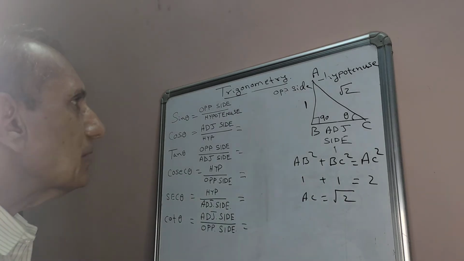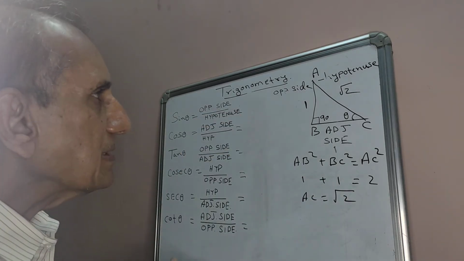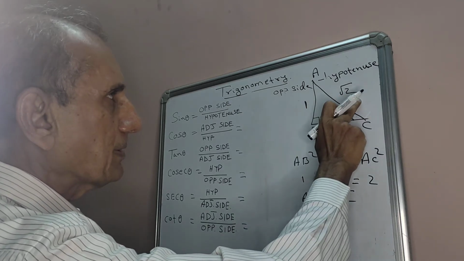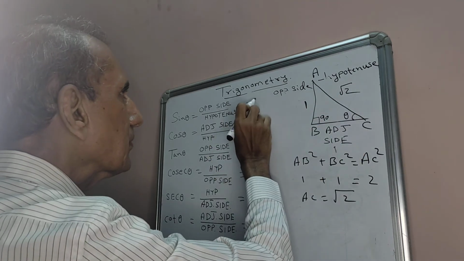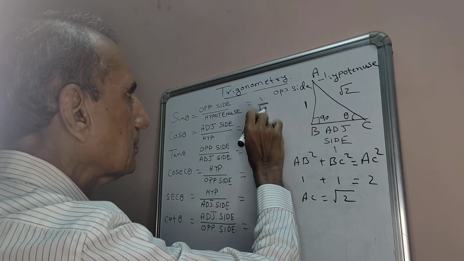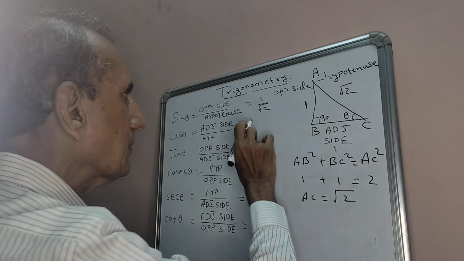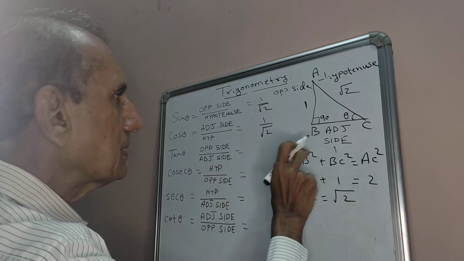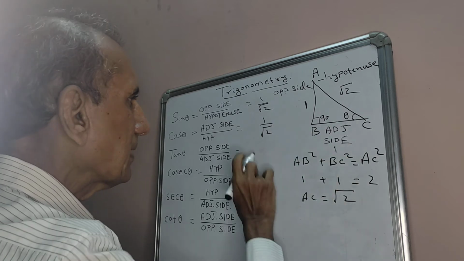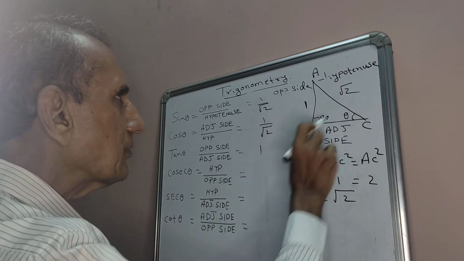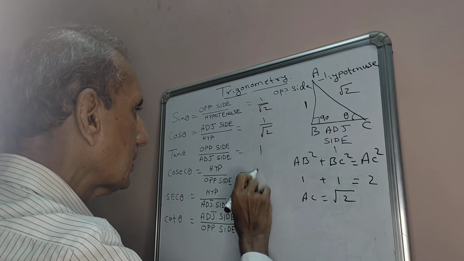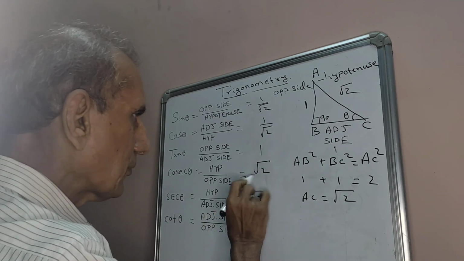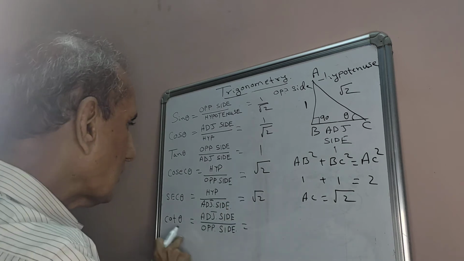Now tell me the values of sine theta. So sine theta is equal to what? Opposite side by hypotenuse. Okay, so that will be 1 by root 2. Cos theta is what? Again 1 by root 2. Tan theta is what? Opposite side by adjacent side. 1 by 1 is 1. Cosecant theta is what? Root 2. Secant theta is what? Again root 2, we have root 2 by 1, I am not writing 1. Cot theta is what? Again 1.